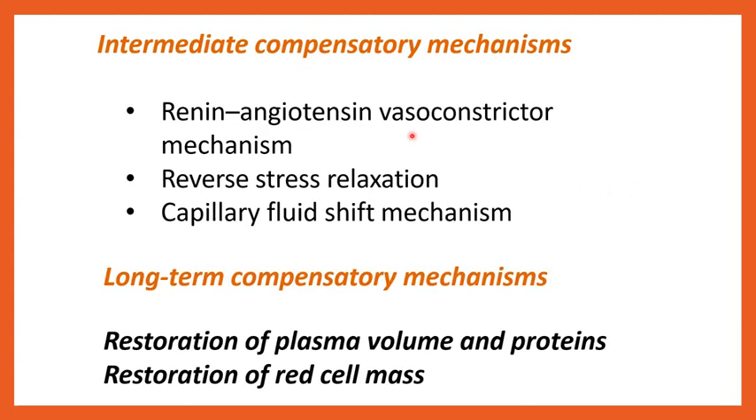And then the intermediate compensatory mechanisms are the renin-angiotensin vasoconstrictor mechanism and reverse stress relaxation and capillary fluid shift mechanism. So this also will be coming under blood pressure regulation. So if you know the regulation of cardiovascular system and regulation of blood pressure, you can easily write these compensatory mechanisms which will be coming under hemorrhagic shock. And then the long-term compensatory mechanisms are restoration of plasma volume and proteins and restoration of red cell mass.